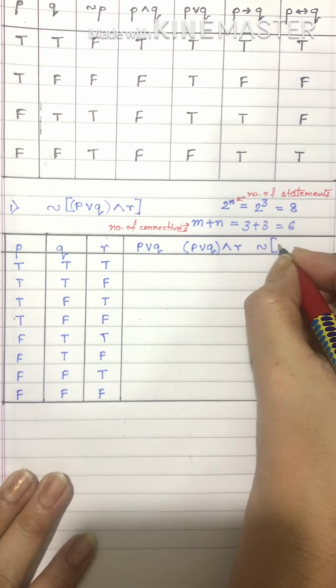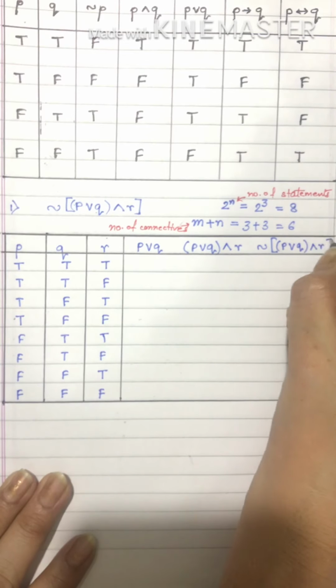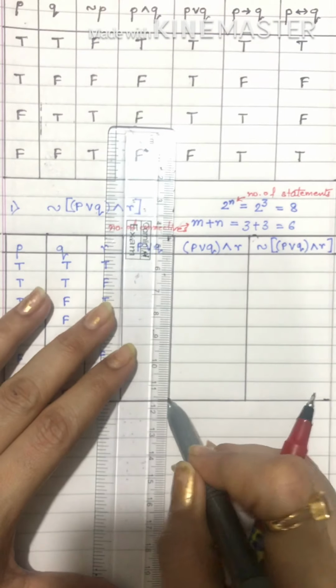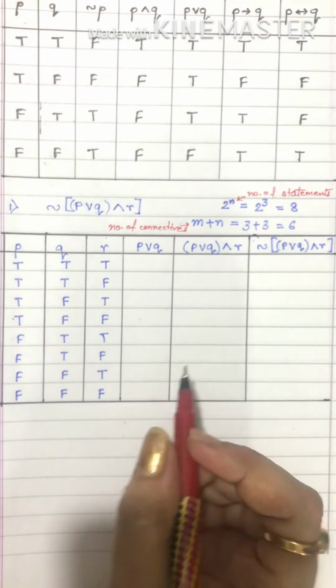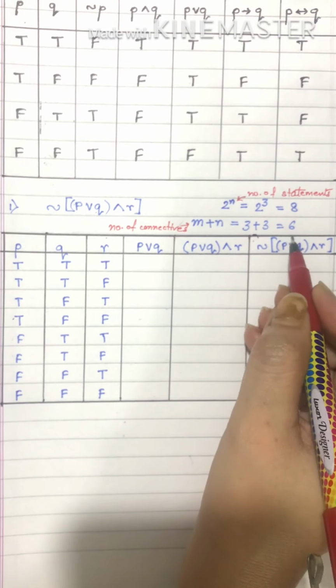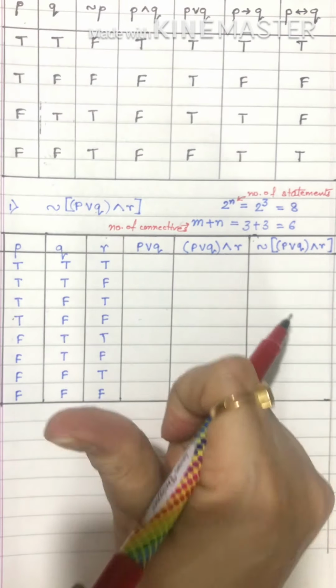So my last column would be negation of (P or Q) and R. Okay, so this would be the total number of columns that will be needed to solve this sum. Let's cross check with the formula which we have used: m plus n, 3 plus 3, that is 6. So a total of 6 columns should be there: 1, 2, 3, 4, 5, 6. So I have done it correctly.